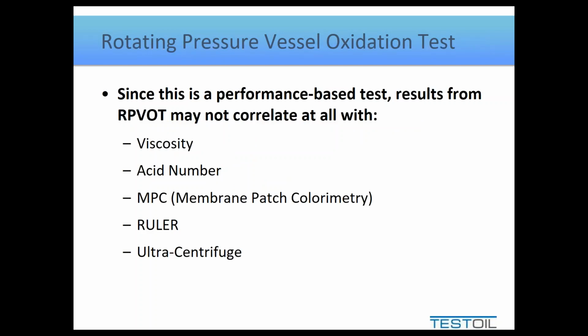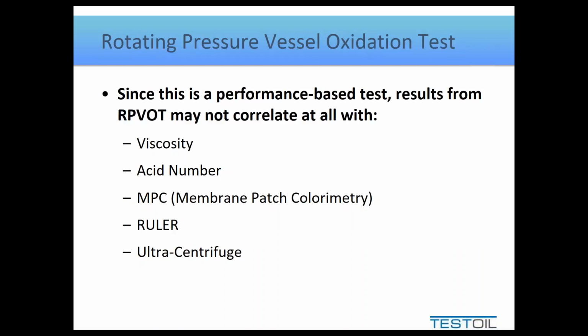It will not necessarily correlate with acid number, which is a chemical property, and MPC, which is basically a measurement of a contamination level, doesn't necessarily correlate. And RULER, though it is aimed at antioxidant testing, is a direct measurement of the amount of antioxidant, not necessarily the performance of the antioxidant. So again, it won't correlate. And ultracentrifuge, which is a different variation of an MPC type test where it's measuring the level of contamination related to insolubles, will not correlate. So all of these tests do not necessarily correlate with RPVOT. If they do, it's probably only under the most severe of occurrences.